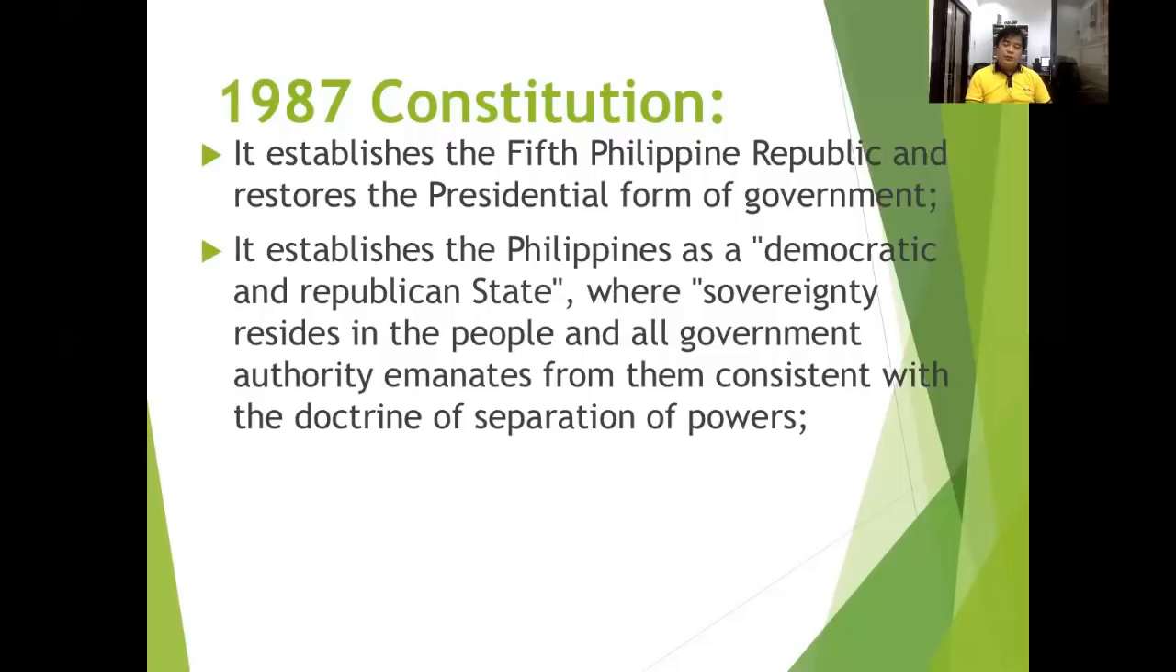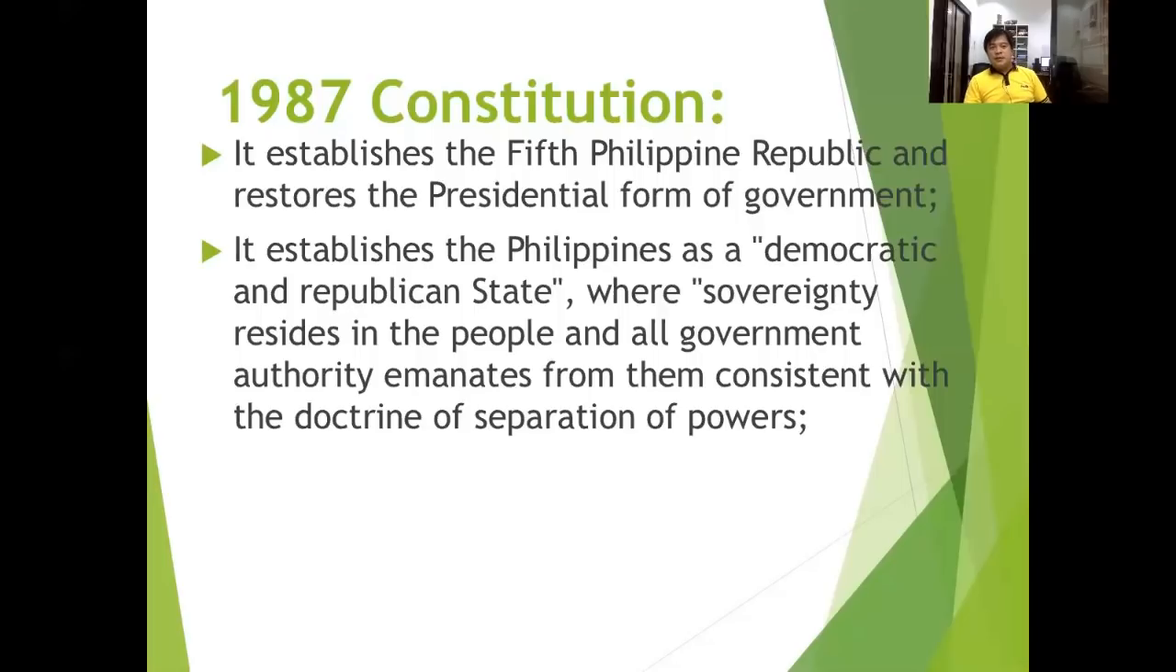First of the features of the 1987 Constitution is it established the Fifth Philippine Republic, and it restores the presidential form of government. Okay, let's go to first. The Fifth Philippine Republic. We are in the Fifth Philippine Republic at present. When will this Fifth Philippine Republic be abolished? We do not know.